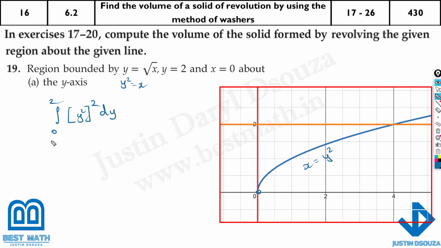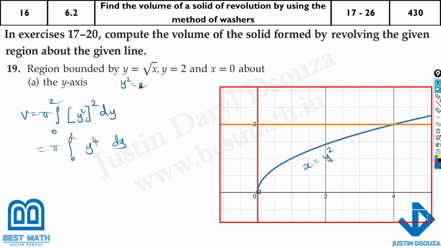Now in such cases, do some steps. It's pi, okay? Now pi over here, it will be 0 to 2, and it will be y power 4 dy. See, if it's such a simple problem, do the integration. It will be y power 5 by 5, and then use the calculator and solve it.